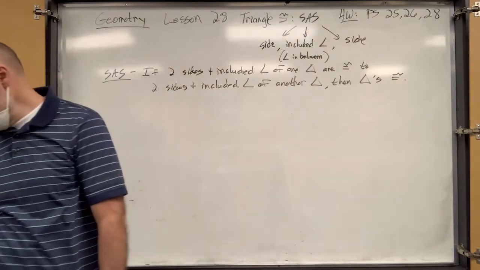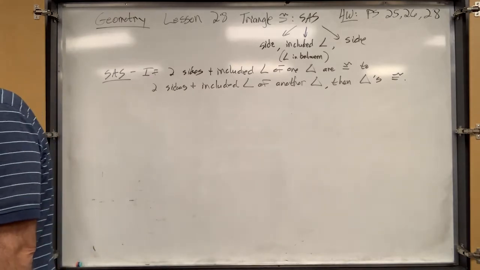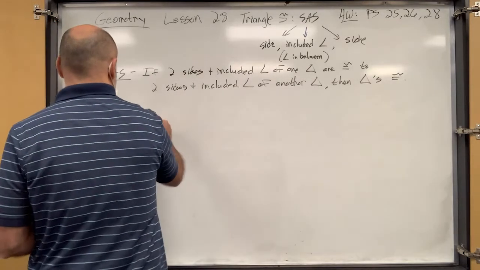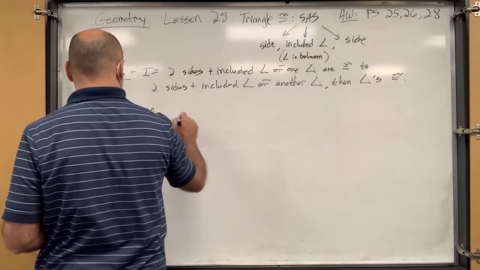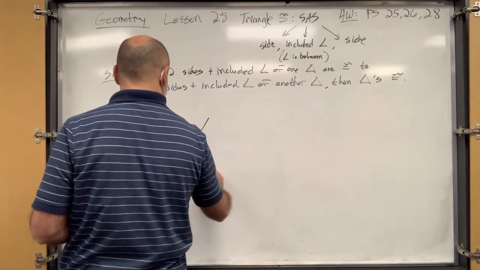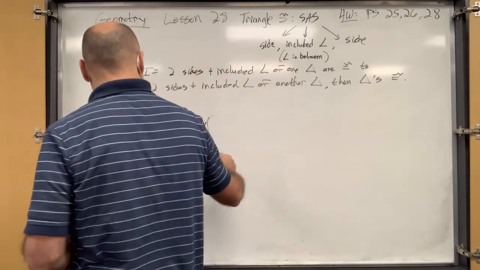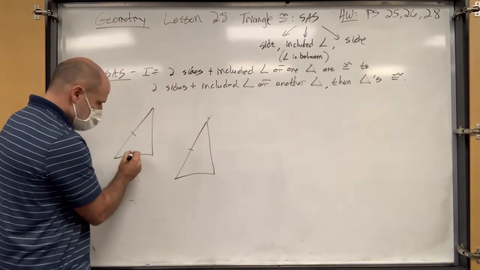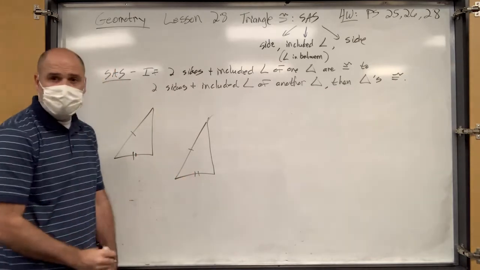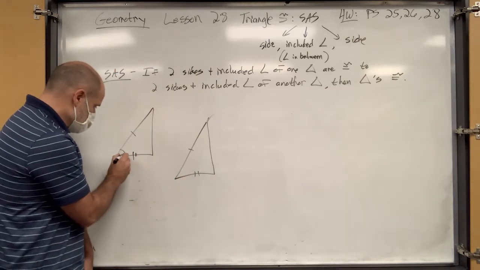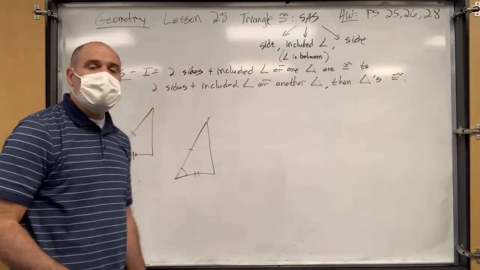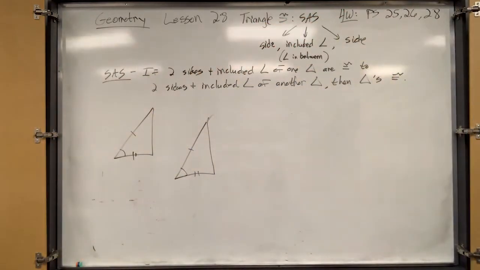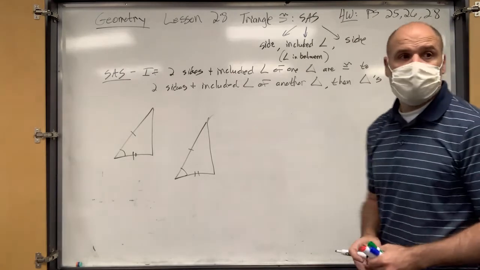Okay, so let me just give you some examples. This is what it looks like. If I have a triangle here and a triangle here, and I have this side congruent to this side, and this side congruent to this side, and then if I can say that this angle is congruent to that angle, then those two triangles are congruent. See how it's got to be the angle in between the two sides.